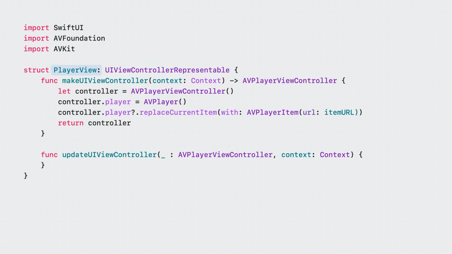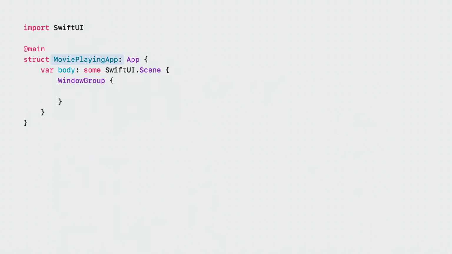Then, to use it in SwiftUI, wrap that code in a UI View Controller representable. We'll call this one Player View. Then we'll create our app, which we'll call Movie Playing App. Add the view controller, which we just defined, so it fills the window. Just like that, you've got a movie playing app.